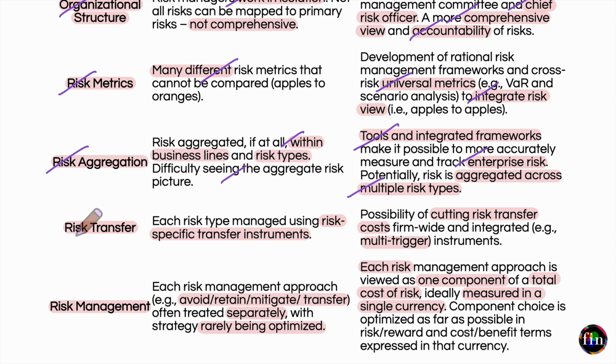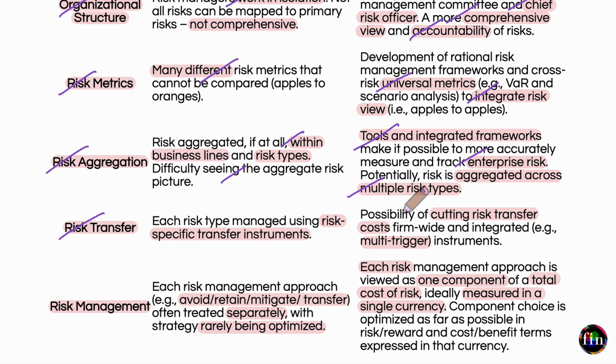Then the next difference is on account of risk transfer. In traditional risk management, if you opt for risk transfer as your chosen strategy for any given risk type, then you will be opting for risk-specific transfer instruments. You might have a chosen transfer instrument for interest rate risk, you might have a chosen transfer instrument for equity risk, for credit risk, and so on.